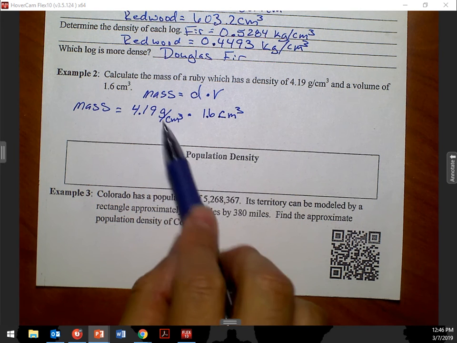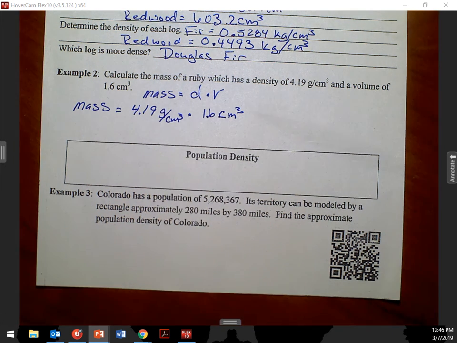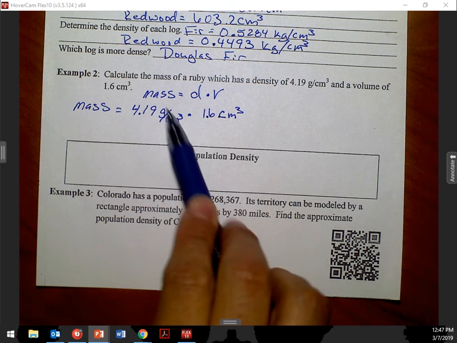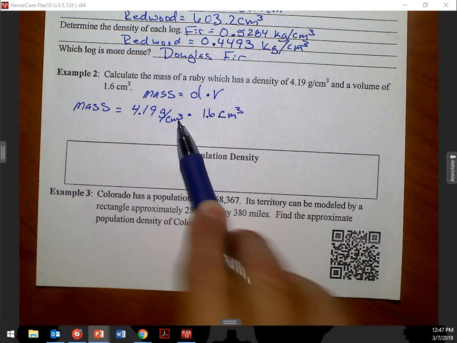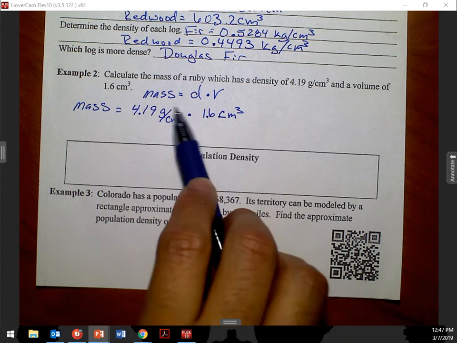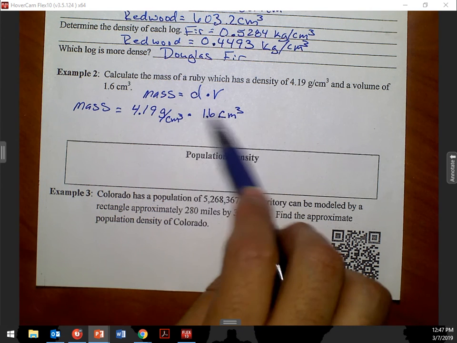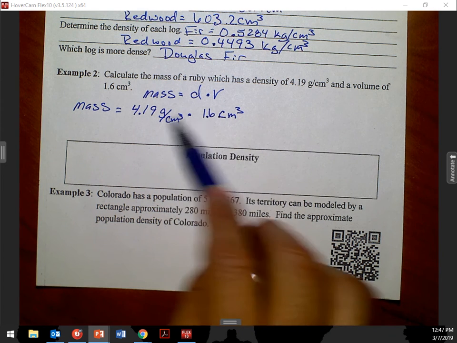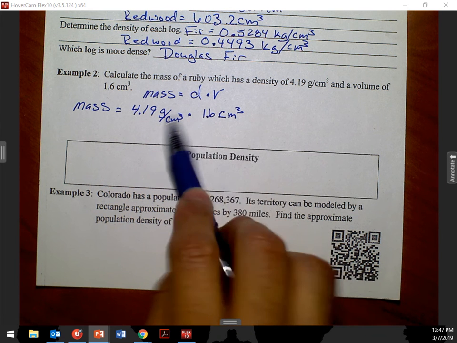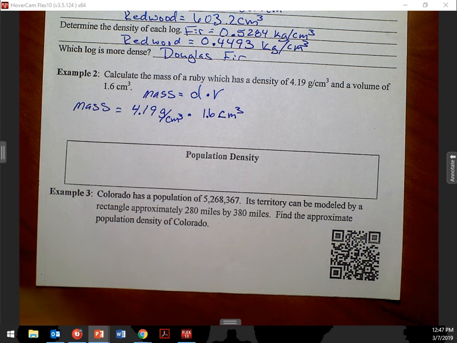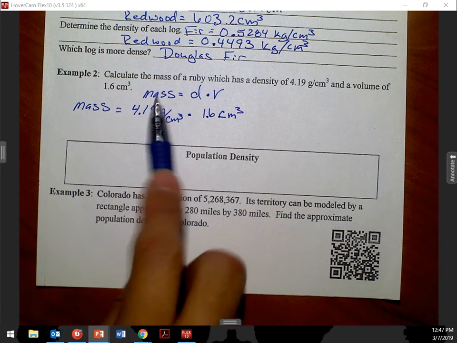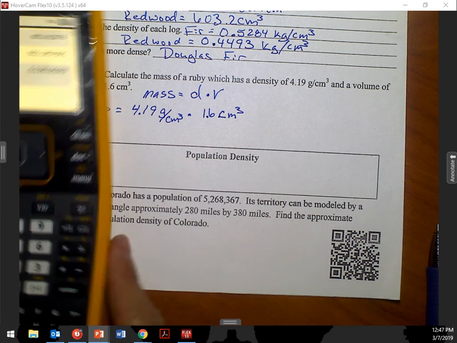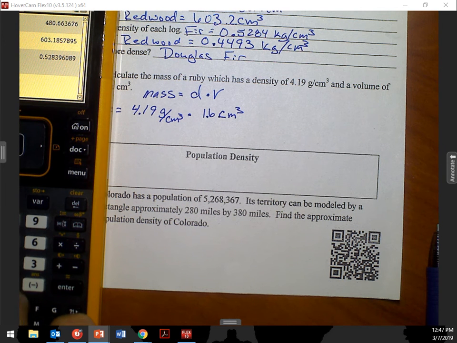Now, I want to show you guys this. This is grams over centimeters cubed, right? And this one is centimeters cubed. So if I were going to cancel these out, because that's why I wrote this out like this, the centimeters cubed are going to go away. So my mass of this item is going to be in grams now, isn't it? So let's do the math. So it's going to be 4.